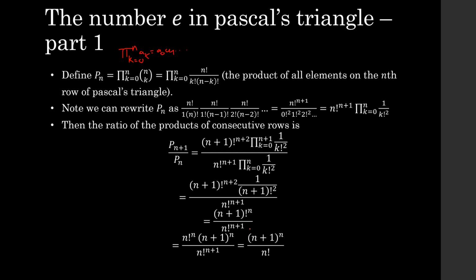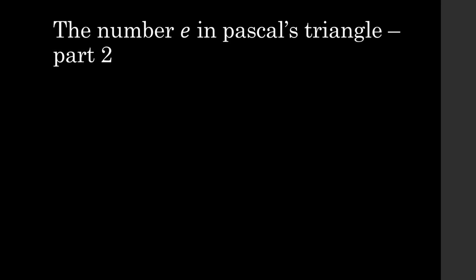And so, that's just going to be n factorial to the n times n plus 1 to the n, because n factorial times n plus 1 is n plus 1 factorial. And powers distribute over multiplication. And then, if I just divide n factorial to the n from the top and bottom, I get n plus 1 to the n over n factorial to the 1. So that's the current result we have. Okay, so that's going to be the first ratio of products.